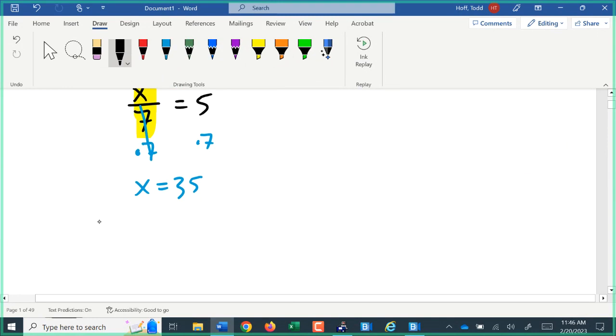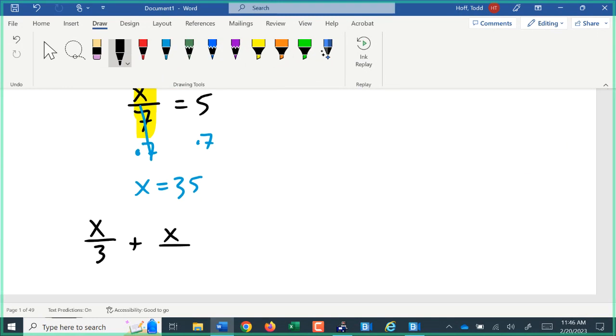But if we put in something like this, x over 3 plus x over 8 equals 33.